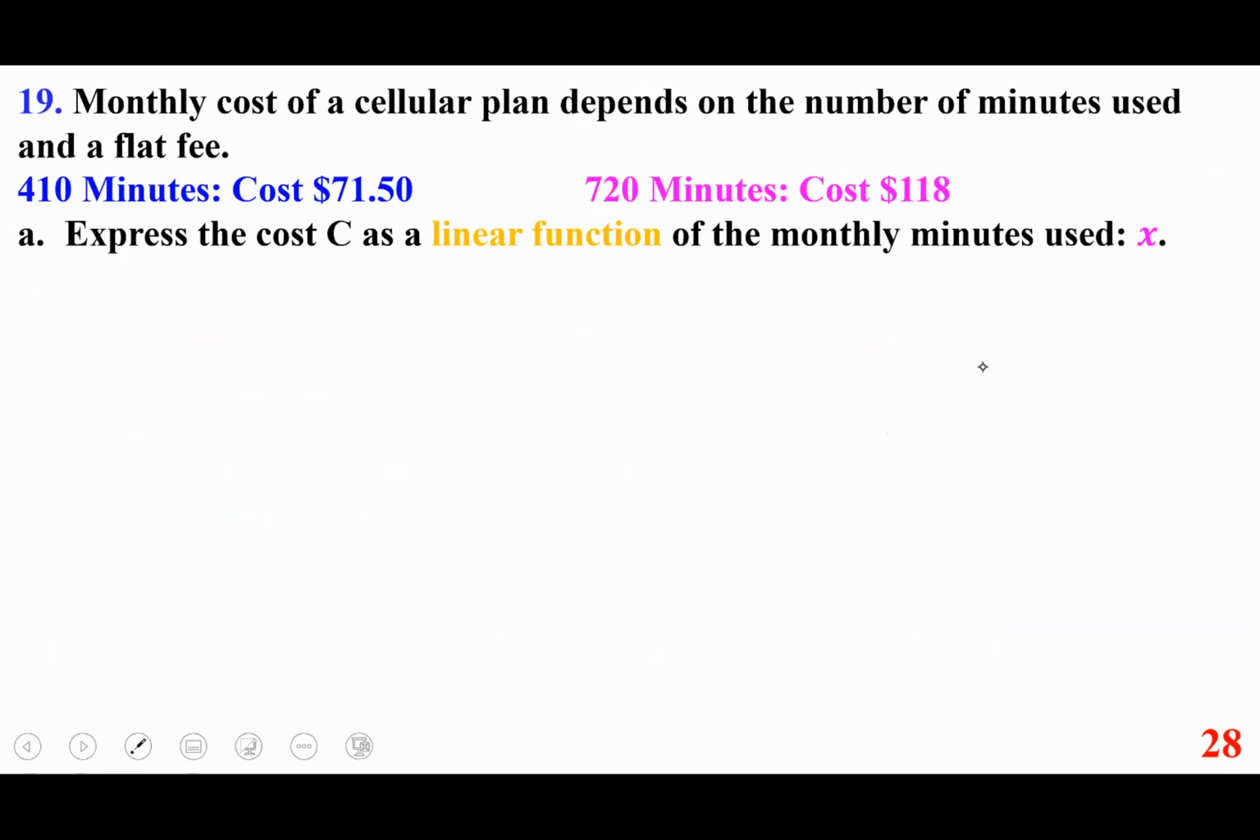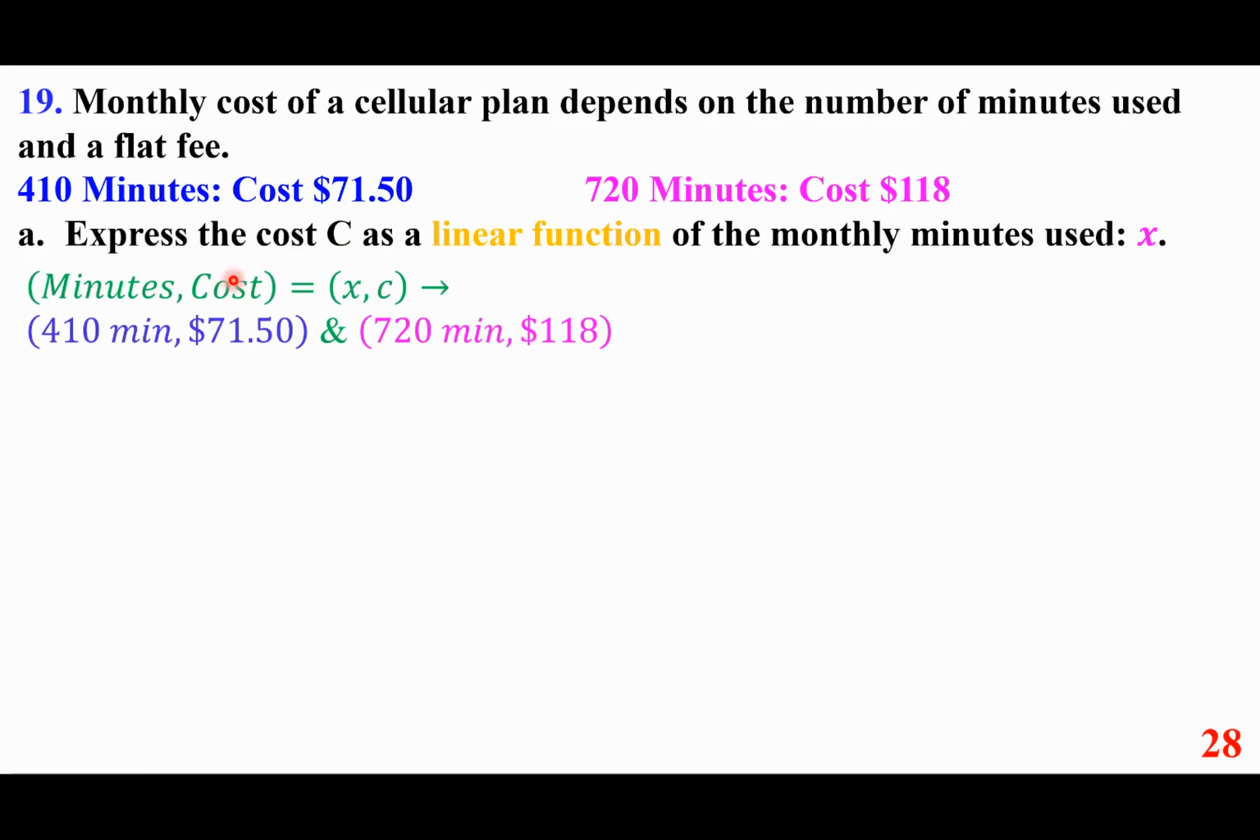All right, the monthly cost of a cellular plan depends on the number of minutes used, and a flat fee. 410 minutes cost us 71.50, 720 minutes cost us 118 bucks. We want to express cost C as a linear function of the monthly minutes used x. So remember, we normally have x comma y, but now we have x comma C. That's the idea. So minutes and cost, x comma C, instead of x comma y. C is the dependent variable.